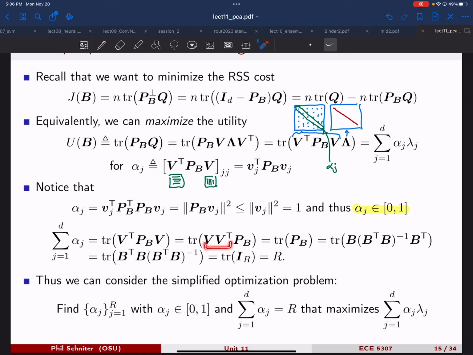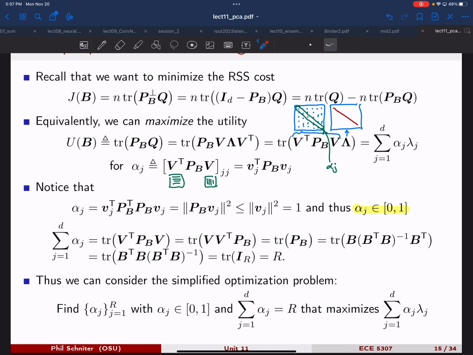Now we can play the next game: v times v transpose is identity, so that goes away. Now we have trace of PB. We plug in the PB expression like this. We play the same trace game where we move this to the left side, and we get this. And now you can see that I have a matrix times its inverse, so that gives identity. And this happens to be an R by R identity matrix, so when I take the trace of that, I'm just counting up 1 plus 1 plus 1, R times, and I get R.